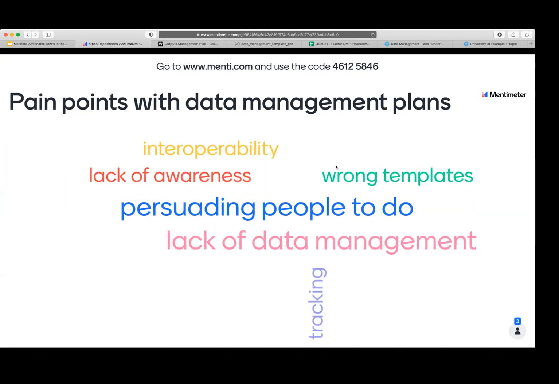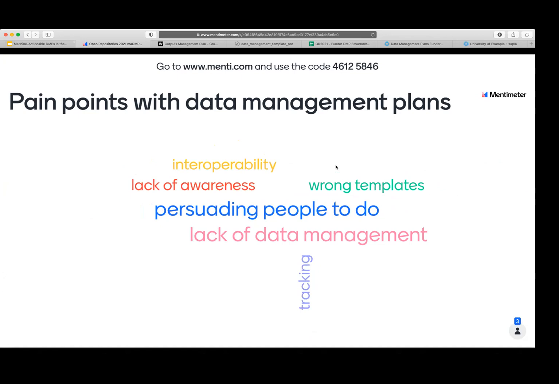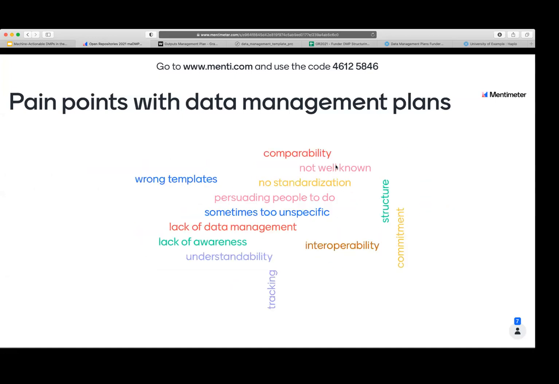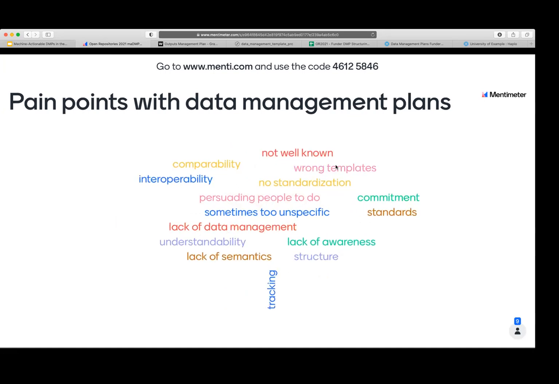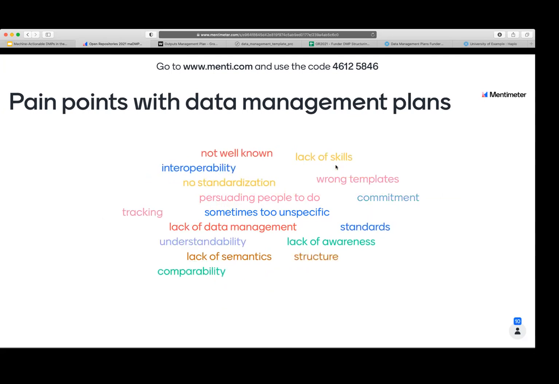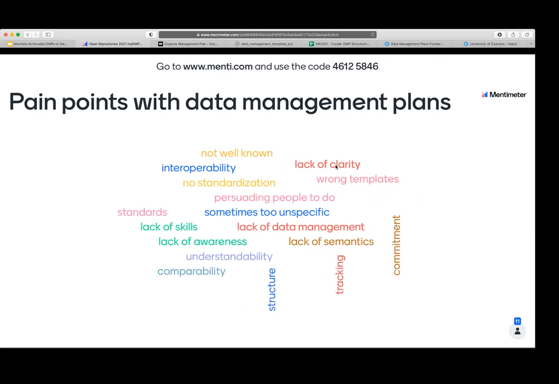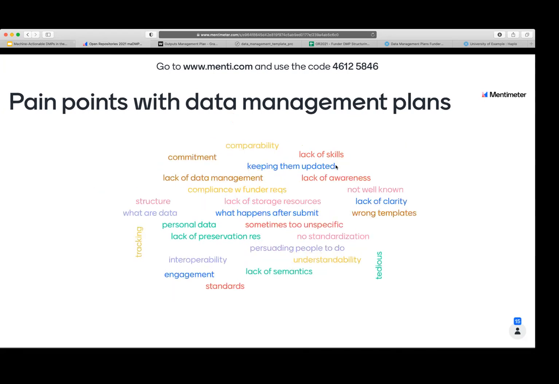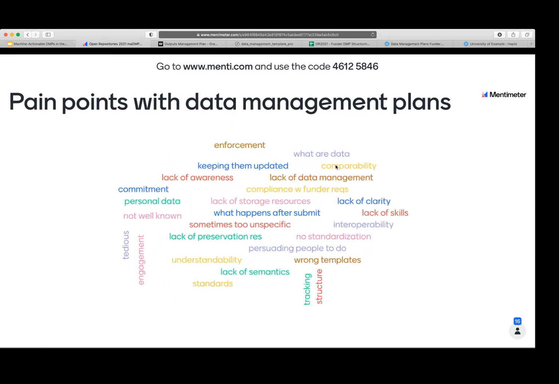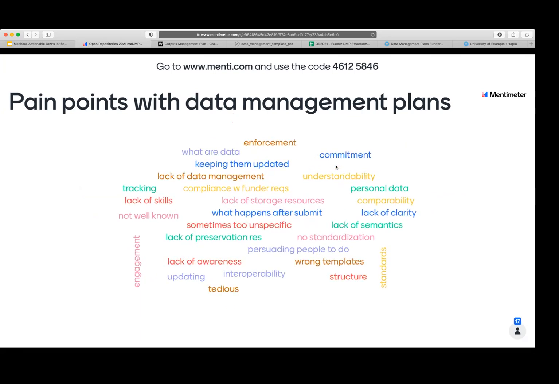Interoperability, that's a good one. Wrong templates, yeah. Standard structure, comparability, yeah. Lack of semantics, like that. I suppose the word clouds only really work when they're using the exact same words. Yeah. That's good though.